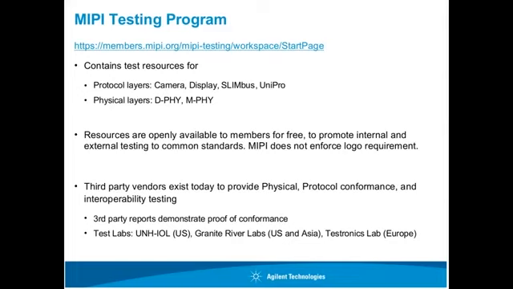Third-party vendors do exist today to provide physical, protocol, and interoperability testing services. Agilent works closely with them. The test labs listed on this slide do use Agilent equipment in their test setup. So we are very involved with these different test labs to provide reliable results for the D-PHY and M-PHY measurements.